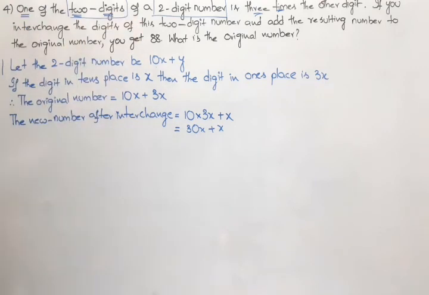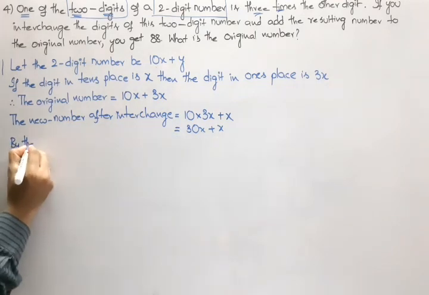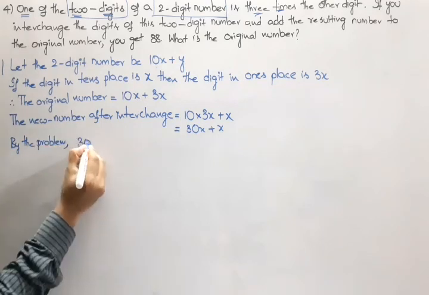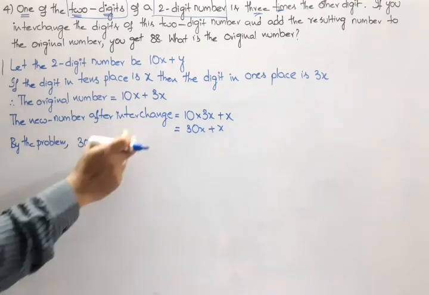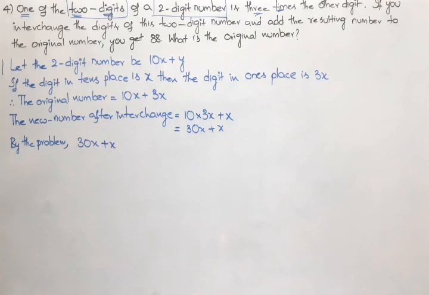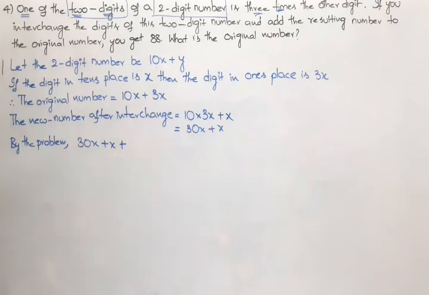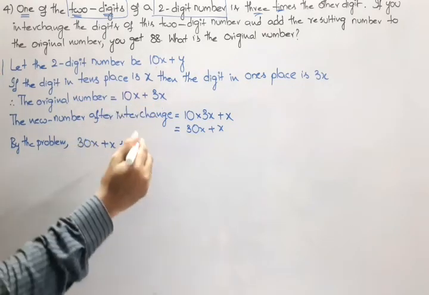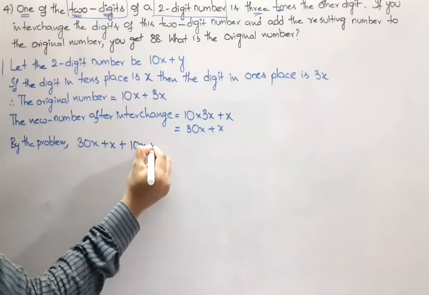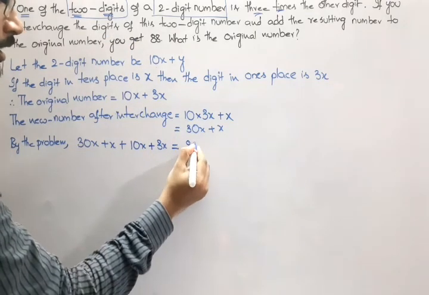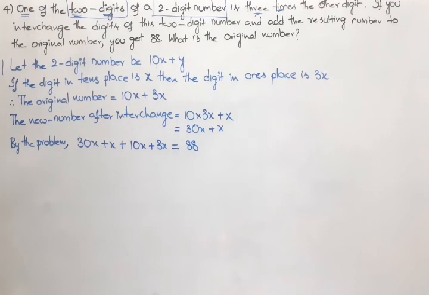If you interchange the digits of this 2-digit number and add the resulting number, the resulting number is this thing only, isn't it? Now by the problem, 30x plus x is the number which we got after interchange. Add the resulting number to the original number. So plus the original number, that is 10x plus 3x. You will get 88. They are asking what is the new number.